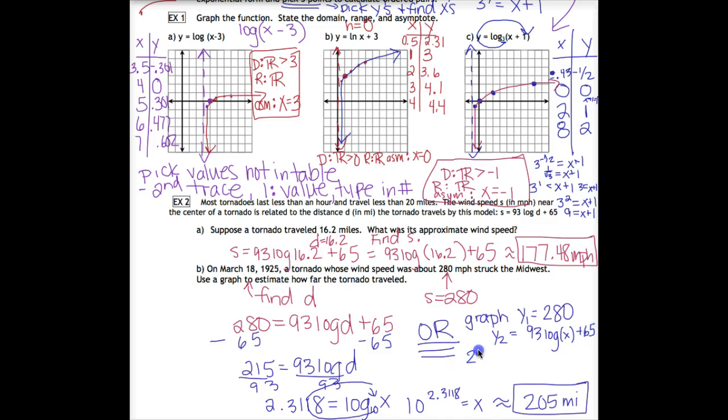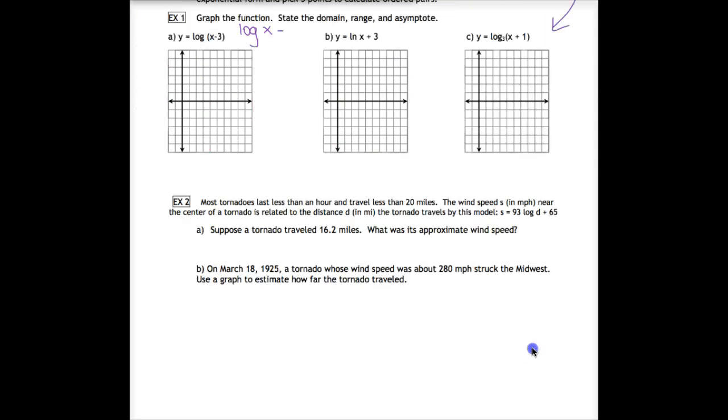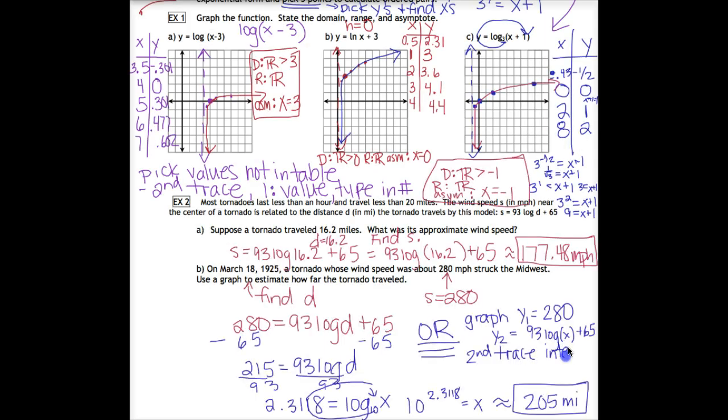And then use your second trace intersect feature, which we practiced in our most recent group activity. Use your second, oops, I wrote interest, that's funny. How about intersect? Use your second trace intersect to find the intersection point. The x value is going to be 205 miles, which is your answer. So graphically, algebraically, you should get the same answer. All right, that is it for this lesson.